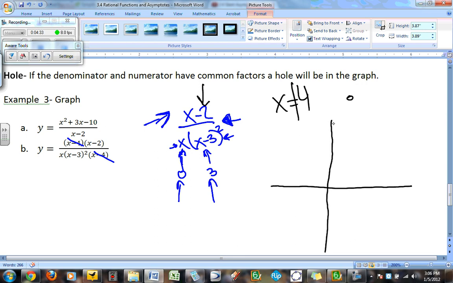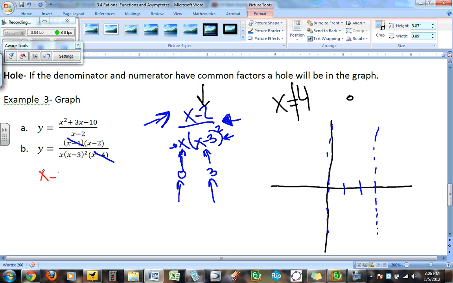So at 0, right along here, is my vertical asymptote, and then my other vertical asymptote is at 3. So 1, 2, 3, and I got a vertical asymptote in here. Okay. And then I was talking about the horizontal asymptote, not realizing that I was supposed to graph it. Anyway, let's go ahead and find it.